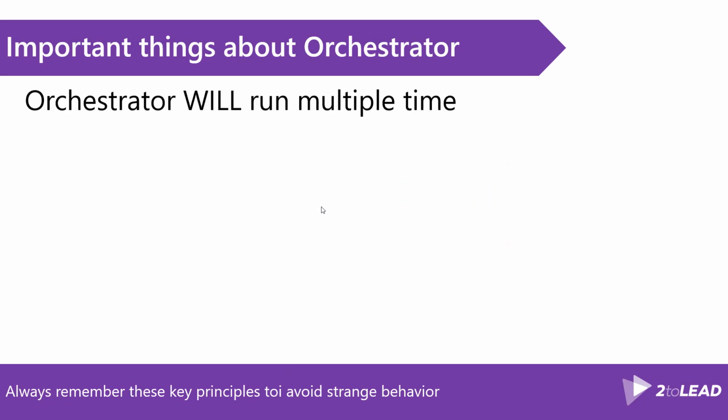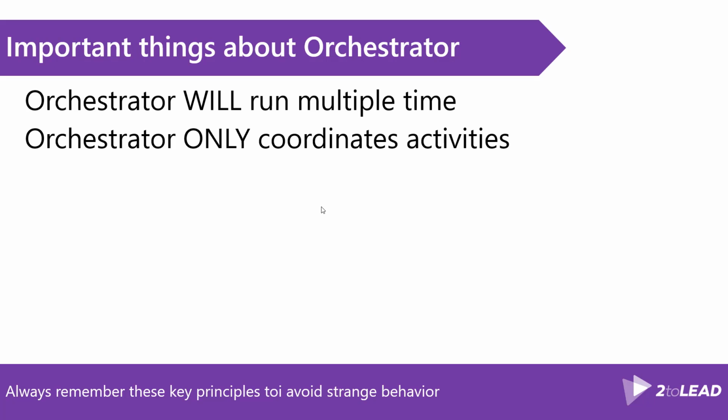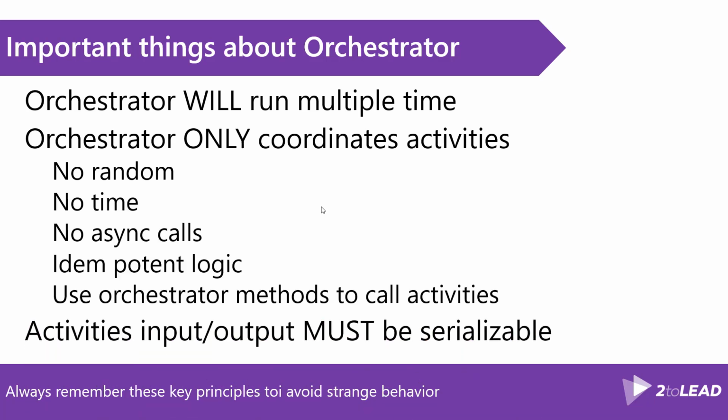For important things, the orchestrator will run multiple times, so you need to make sure that you build your code for that. The orchestrator's job is only to coordinate activities. Don't do any random stuff. Don't do any time generation or any time comparison in there. Don't do any asynchronous call like an HTTP call or anything like that. Use logic that can be replayed many times, giving the same outcome if you have the same input. And make sure that whenever you call activities, you use the orchestrator methods. Don't call the activities right away.